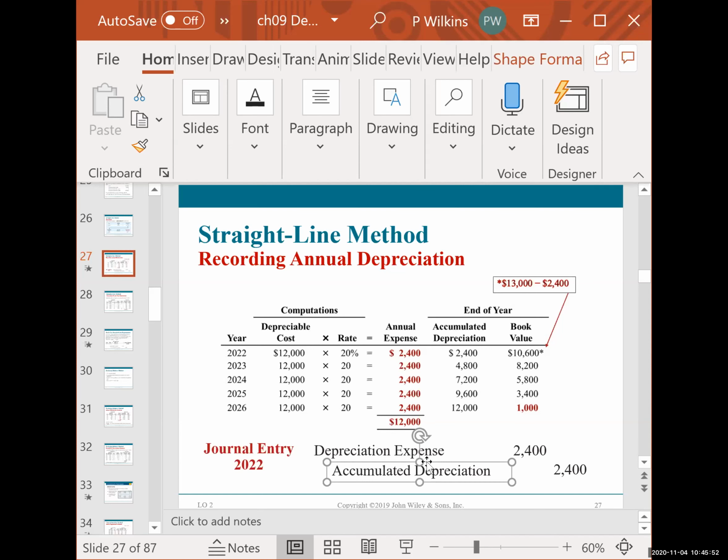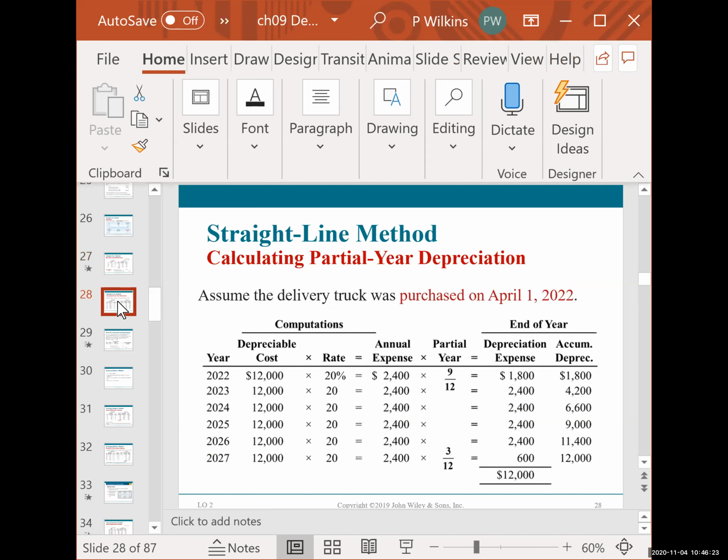And the entry you would make for every single time that you did the depreciation entry, you would debit depreciation expense $2,400, and you would credit accumulated depreciation $2,400. Okay, that's the entry you make every time you do the depreciation entry, okay? All right, so let's go to the next one. This is showing us what happens if we have one where we buy it at a different point in the year.